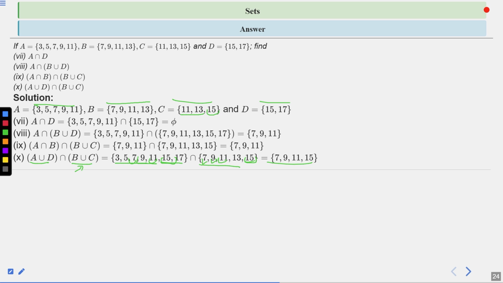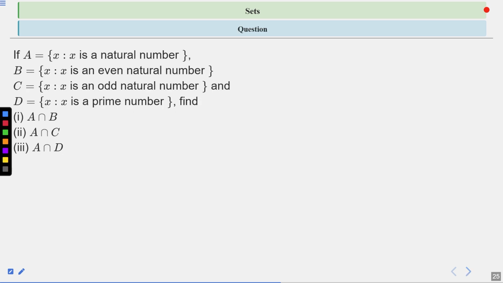I hope the solution is clear to you. Clear? So moving on to the next question. Four sets are described in set builder form. Set A is the collection of all x, where x is a natural number. Set B is the collection of all x, where x is an even natural number. Set C is the collection of all odd natural numbers. D is the collection of all prime numbers. Then you have to answer: what is A intersection B, what is A intersection C, and what is A intersection D? Very simple. So you will have some seconds to try this problem.